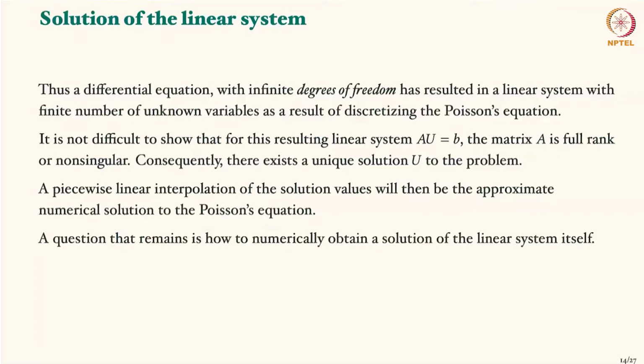So if I solve this, I have the unknown solution at all the grid points, and I can then just linearly interpolate between those grid points, and I have a piecewise linear interpolation of these solution points. That'll give me a numerical solution to the Poisson's equation.